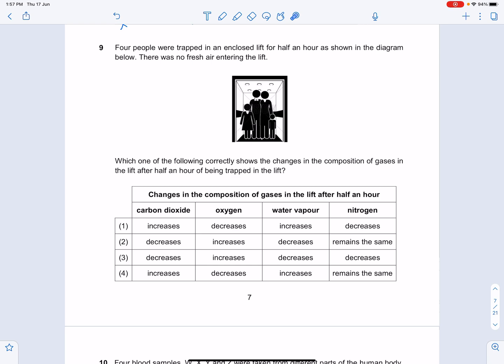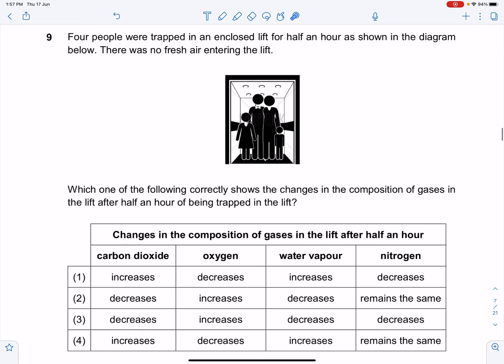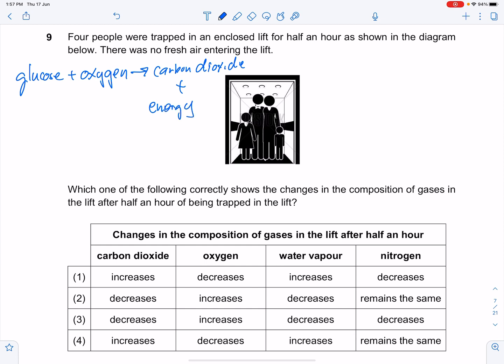I always tell students, write the word equation for respiration at the front of your paper for easy reference, so that you don't get panicky halfway through the exam. The word equation is: first you have glucose, or your simple sugar or digested food, and then you need a very important gas called oxygen, and you get carbon dioxide as your waste gas, together with energy, which is what you need to carry out life processes, and water.